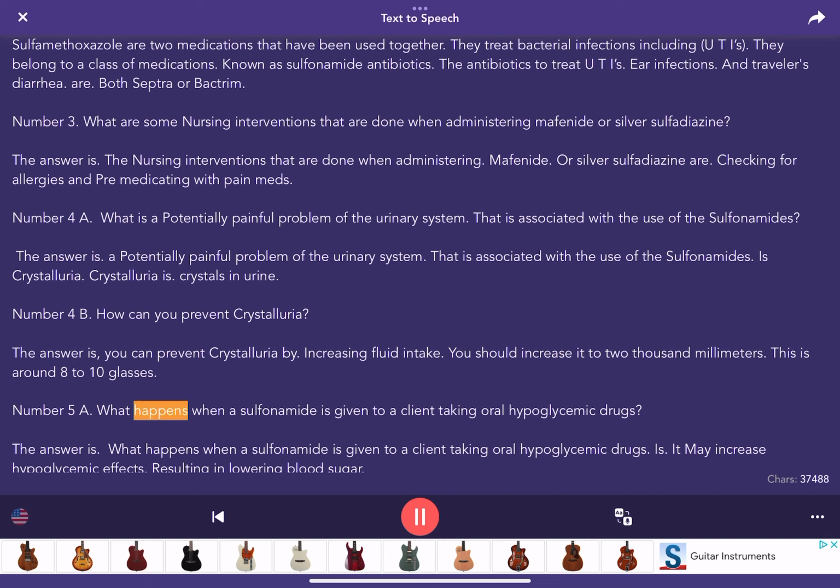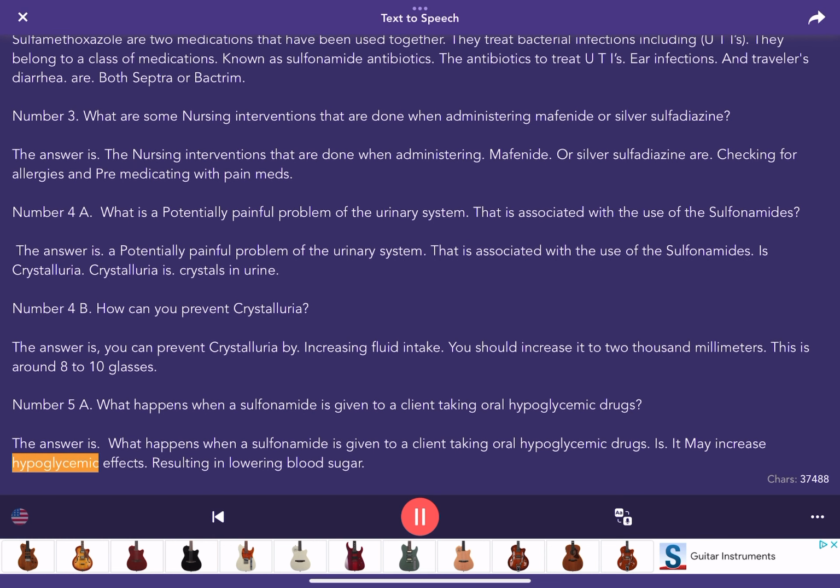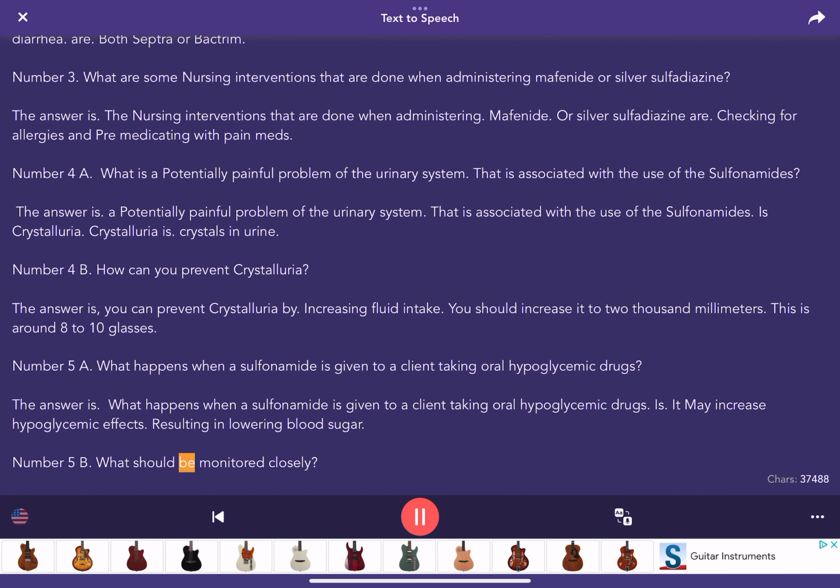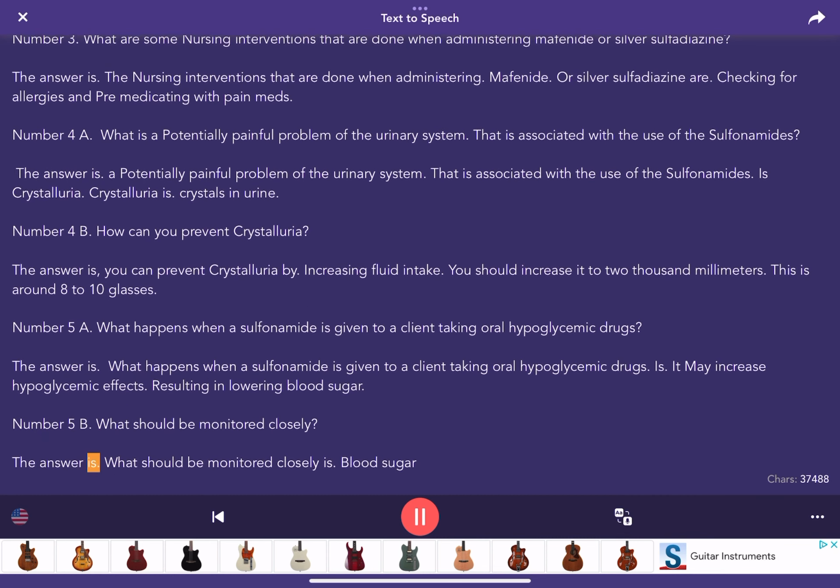Number 5a. What happens when a sulfonamide is given to a client taking oral hypoglycemic drugs? The answer is, it may increase hypoglycemic effects, resulting in lowering blood sugar. Number 5b. What should be monitored closely? The answer is, blood sugar should be monitored closely.